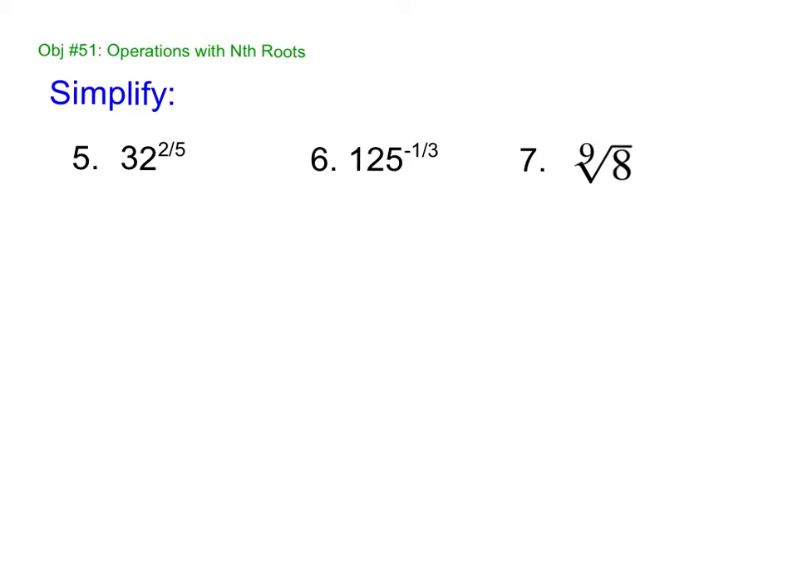Okay, so now pause and simplify. I did change number 6. I messed it up on the worksheet. Alright, so 32 to the 2/5. So this is the 5th root of 32 squared. Now, if you have a calculator, you can do this in the calculator, but I don't know 32 squared. I want to avoid using a calculator, right? We should be able to do this in our head.